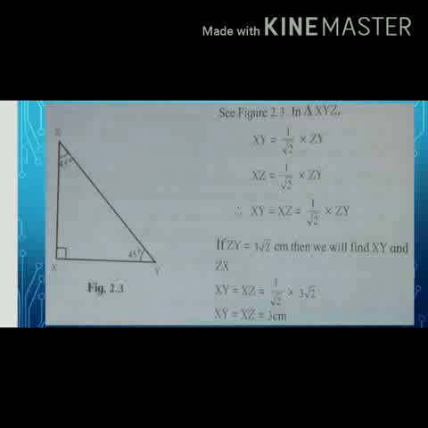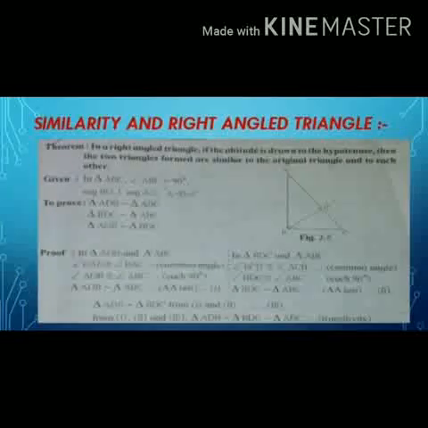Now, we have seen the two properties of the right angle triangle. The first is the 30 degree, 60 degree and 90 degree property, and the second is the 45 degree, 45 degree, 90 degree property. Now, we can learn about the similarity and right angle triangle theorem. We know that we can see first the definition of the theorem.